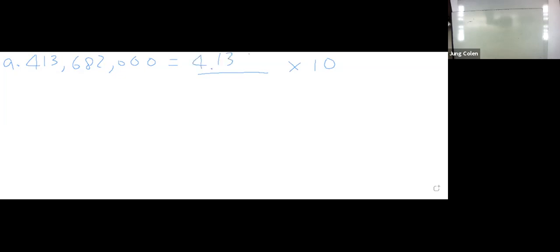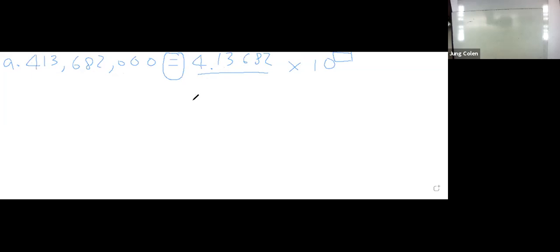Exactly, 4 point. The rest of them, just write it. 682. I'm just going to put it blank here. So 4.13682 is from this original number, and it is greater than or equal to 1, but less than 10. So this is a good number, but it has to be equal. How can we change this to equal?